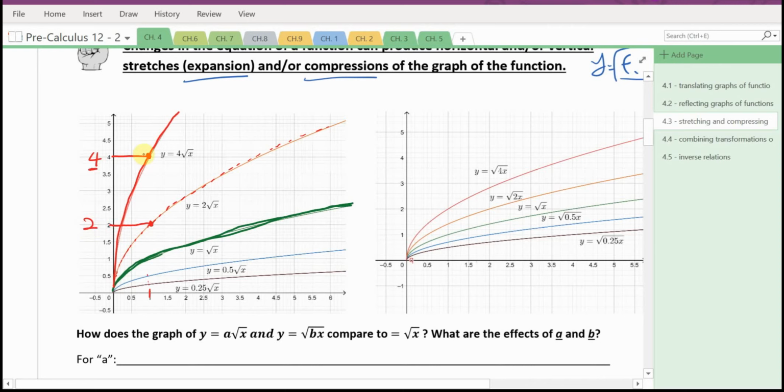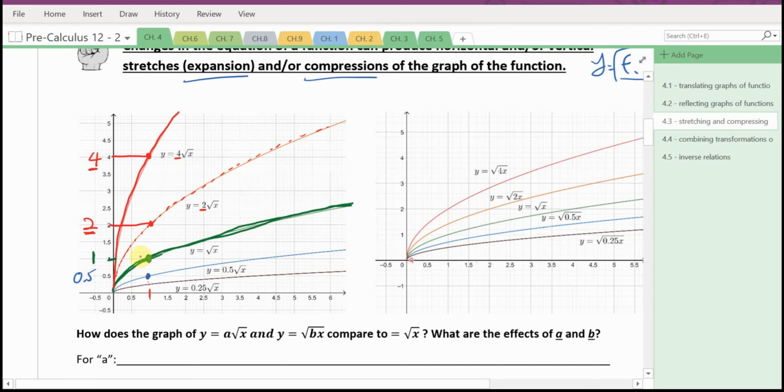So notice how this and that is the same. Now we're going to use the green one for the original graph. When x is 1, the y value is also 1. So notice how these 2 and 4 are just the multiples of the 1. Let's see if that's true with the blue graph right there. For the blue, when x is 1, the y value right here is at 0.5. And again, this is simply the factor times the original y value.